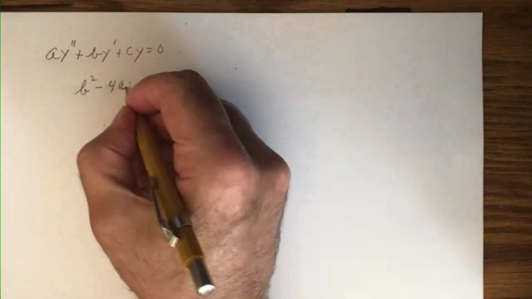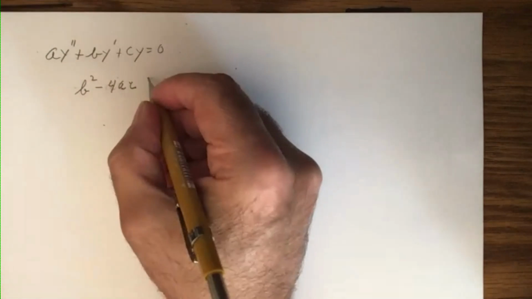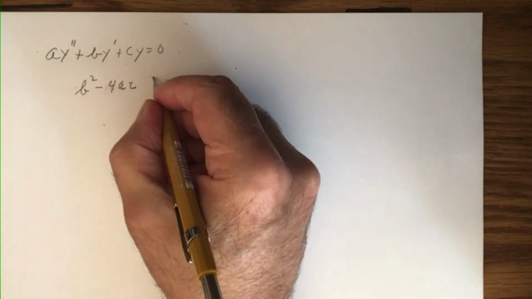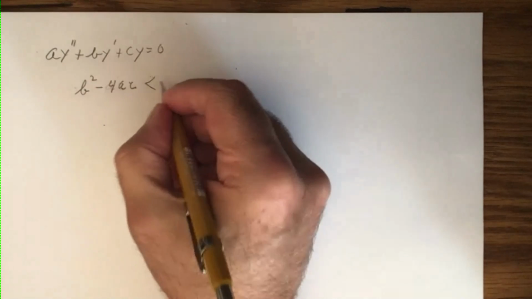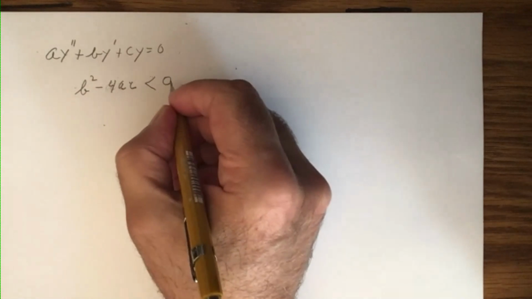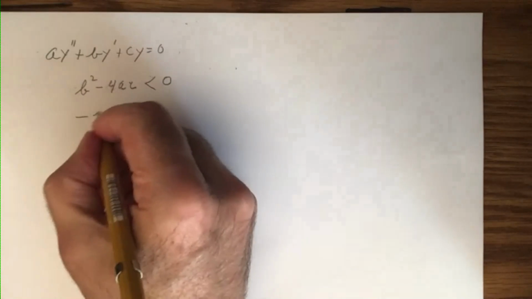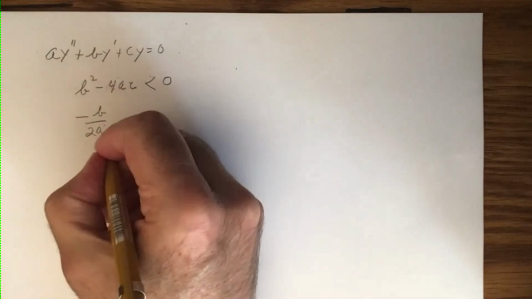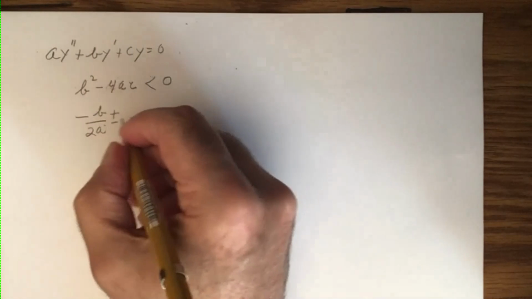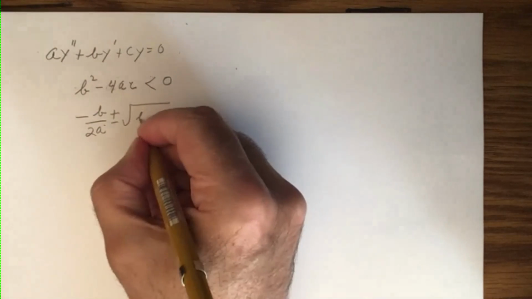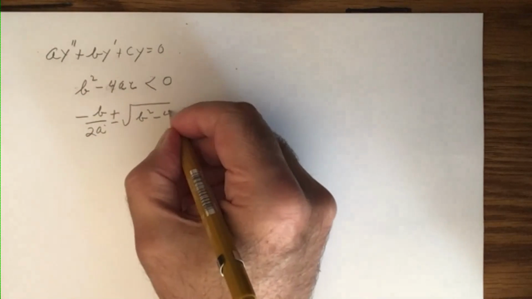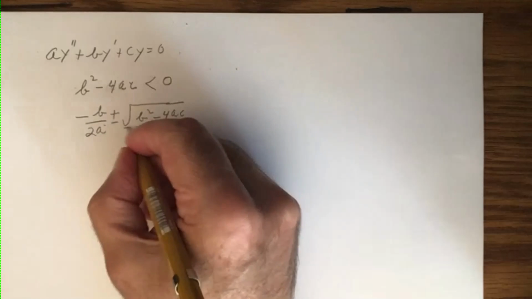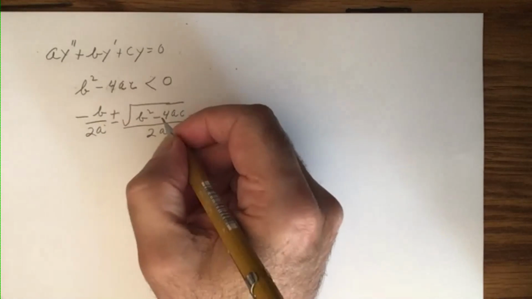This is 4AC. Now we're saying the 4AC is going to be less than 0, so it's going to be negative. Now, this is my quadratic formula. Right, that's the quadratic formula.